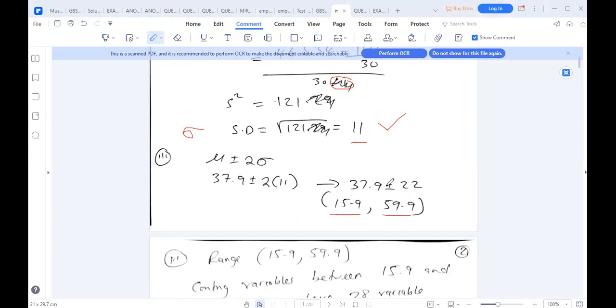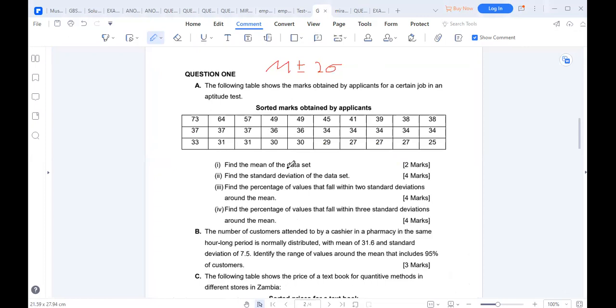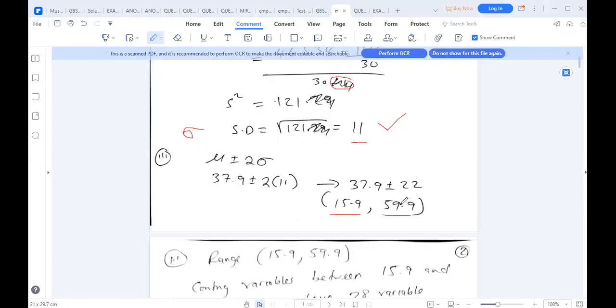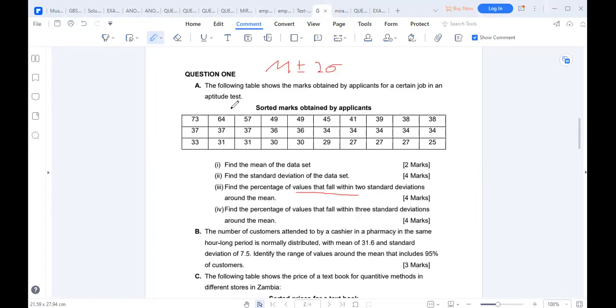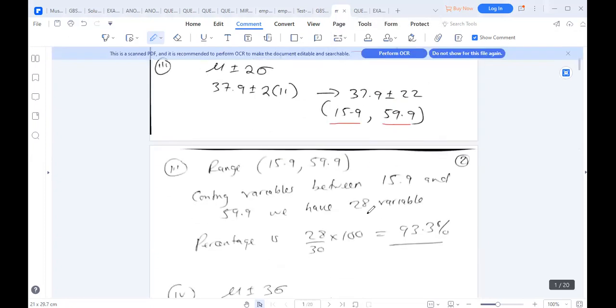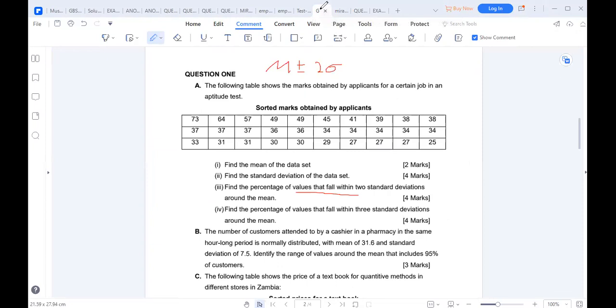There's no Z in this case. Then, since this is a range, they're asking us to find the percentage of values that fall within 2 standard deviations. So from 15.9 to 59.9, you literally count which ones fall in that range. So when you handpick them, you'll discover that there are actually 28 variables that will fall from 15.9 to 59.9. So we're going to just cut off these 2 there.